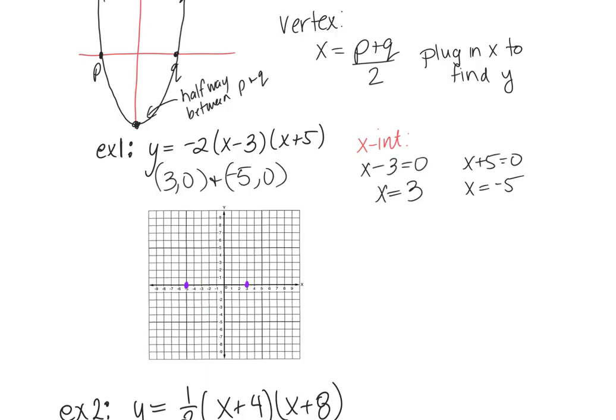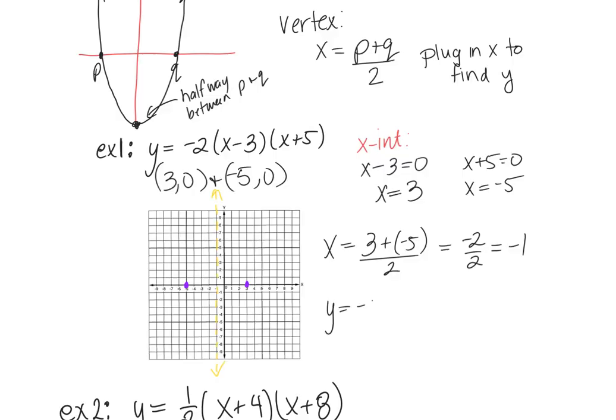So let's check it algebraically. The x value of my vertex should be 3 plus negative 5 divided by 2. I get negative 2 divided by 2, which equals negative 1. Remember that that is also my axis of symmetry. So my axis of symmetry here is that vertical line through x equals negative 1. And then I can plug that in.